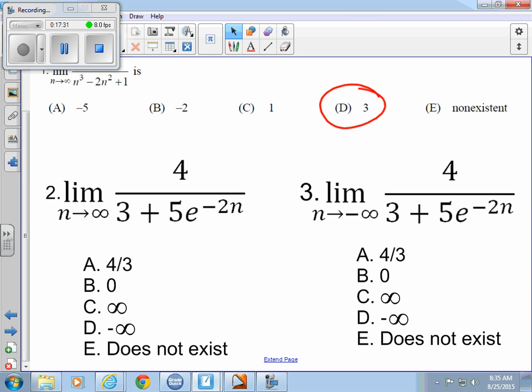Alright, so the limit as n approaches infinity of 4 divided by 3 plus 5e to the negative 2n. This one's tricky. Because it's tricky, I'm going to look at it piece by piece for a minute. I'm not going to just go to one piece or another. The piece that's tricky is the 5e to the negative 2n. As n goes to infinity, what does 5e to the negative 2n go to?